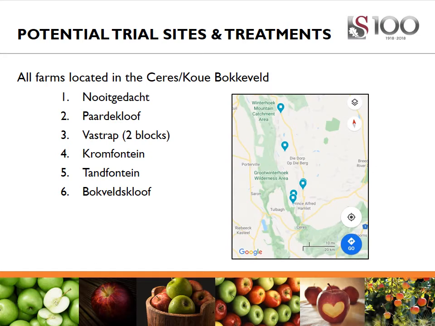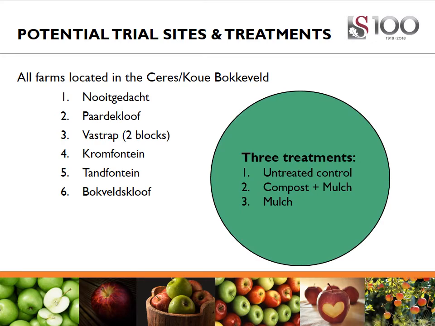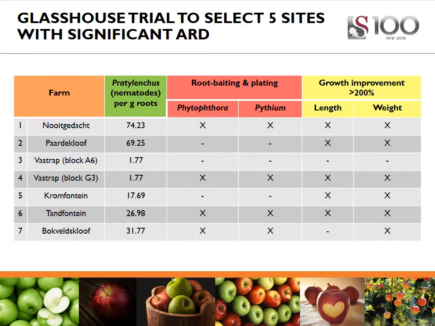6 farms were selected as potential trial sites for the pre-screening of the soil. All 7 blocks selected received 5 years of mulch, compost and mulch, or no amendments. We wanted to identify the presence of 3 of the most important ARD causative agents, namely Pratylenchus, Phytophthora, and Pythium species, during the first glasshouse trial to identify 5 trial sites with significant ARD for the next glasshouse trial.